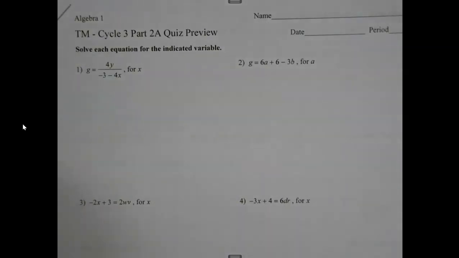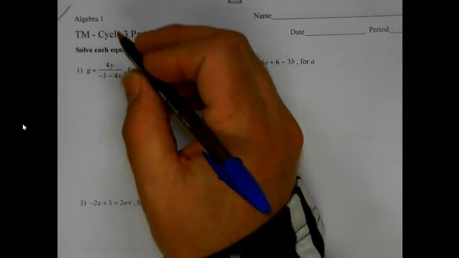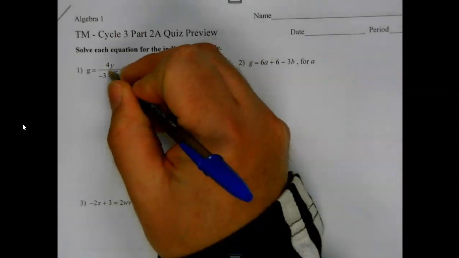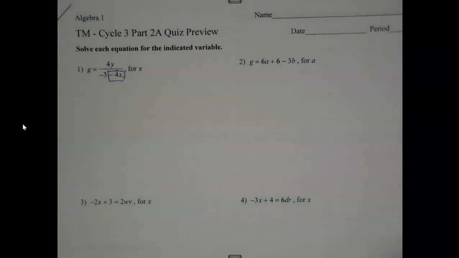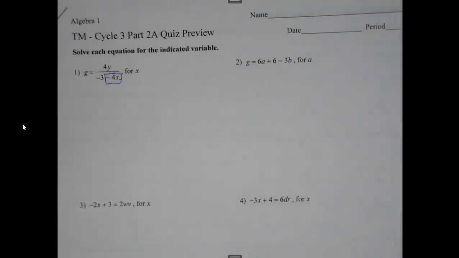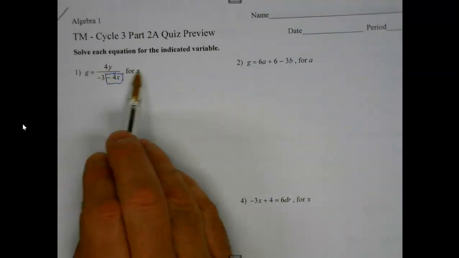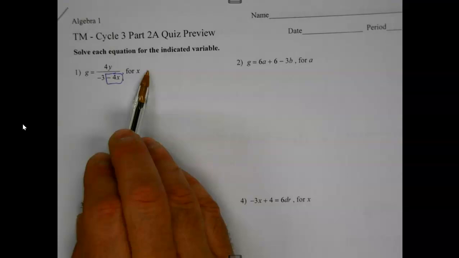All right, let's see. We want to solve for x. Now, this is going to be kind of a problem. Wait, x is in the denominator of the fraction. What the heck? So the very first one, it's in the denominator of a fraction, which means we're dividing. What's my opposite going to be to start?